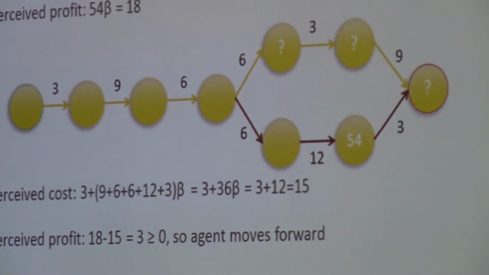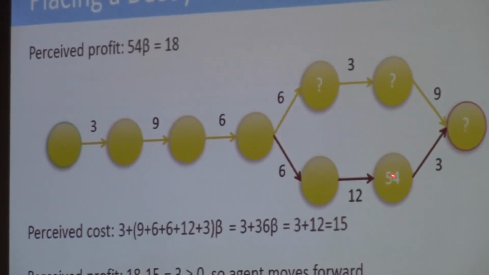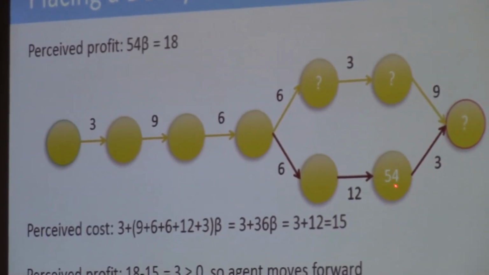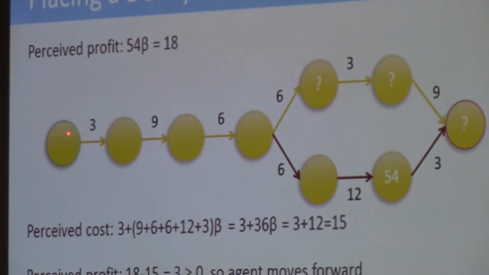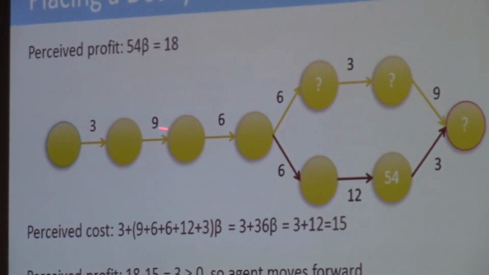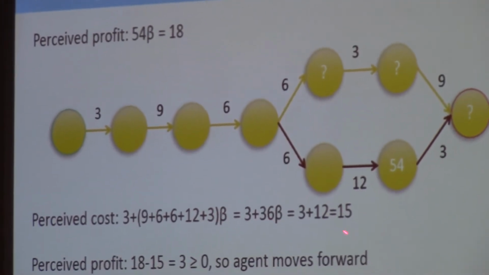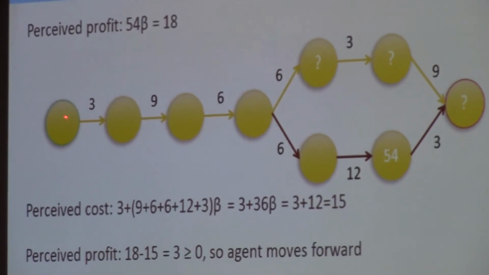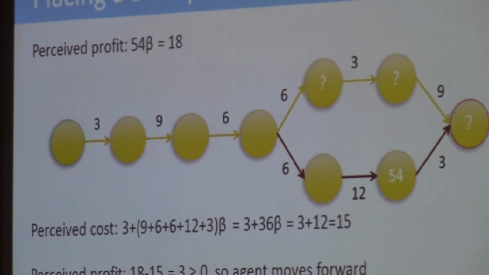Okay, so I think we can put a reward of 54 on this, yes, I figured it out, and this will motivate the agent. This is worth only 18 because it's in the future. But what does the agent perceive as the cost here? It thinks it's going to be 3, that's not discounted. Then it's going to do 9 plus 6 plus 6 plus 12 plus 3, all discounted by a factor of a third. So it perceives the cost of stepping forward as only 15, but it perceives the profit as 18. So of course it's going to move forward. It thinks it's worthwhile to move forward.